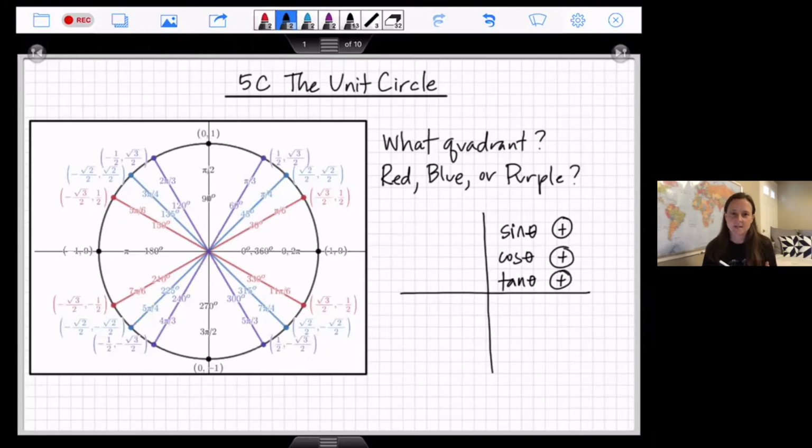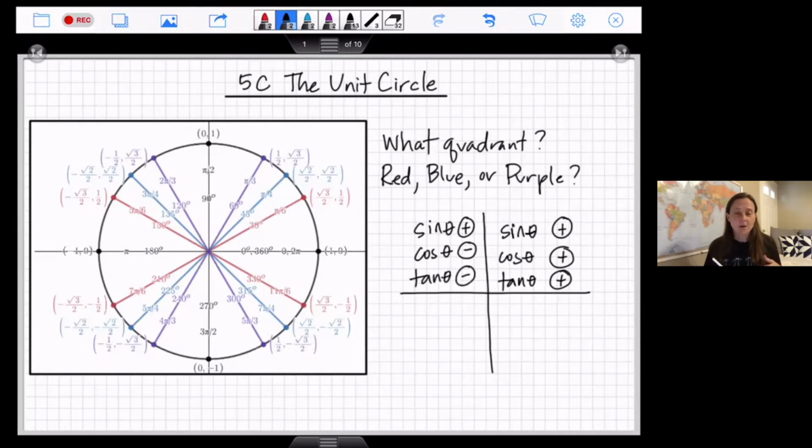When we move into the second quadrant, all of the X coordinates go negative. So remember, cosine is the X coordinate, so cosine theta in the second quadrant is going to be negative. Sine is the Y coordinate. Those are still positive in the second quadrant. So sine theta is going to be positive. But then tangent, sine divided by cosine, positive divided by negative, is going to be negative.